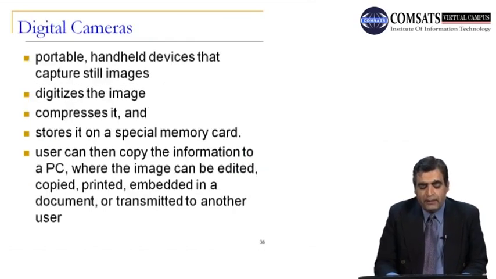Digital cameras work much like PC video cameras, except that digital cameras are portable, handheld devices that capture still images. Whereas normal film cameras capture images on a specially coated film, digital cameras capture the images electronically. The digital camera can digitize the image, compress it, and store it on a special memory card.